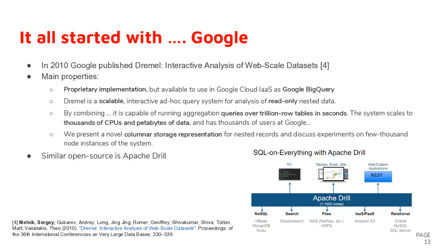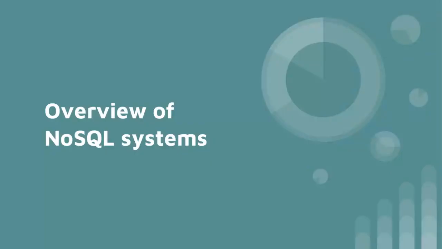and you can query trillion row tables in seconds. In the paper they use a column-based storage representation, and we saw that in the previous presentation where we also talked about this system in Apache Drill. Apache Drill is the open source variation of Google BigQuery. So that concludes that small origin story centered around Google.